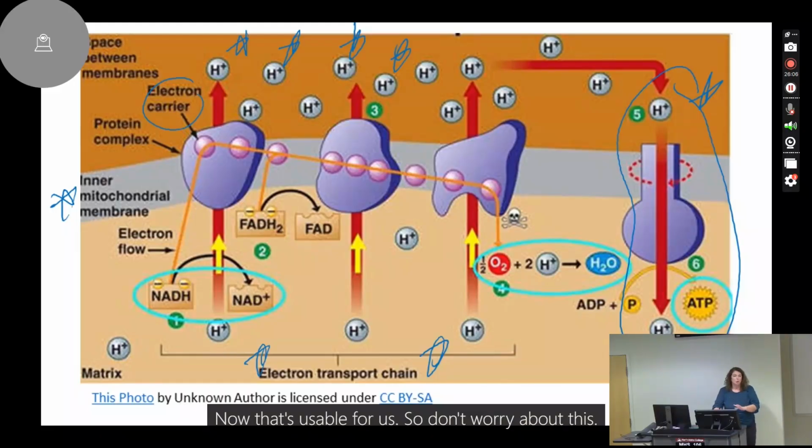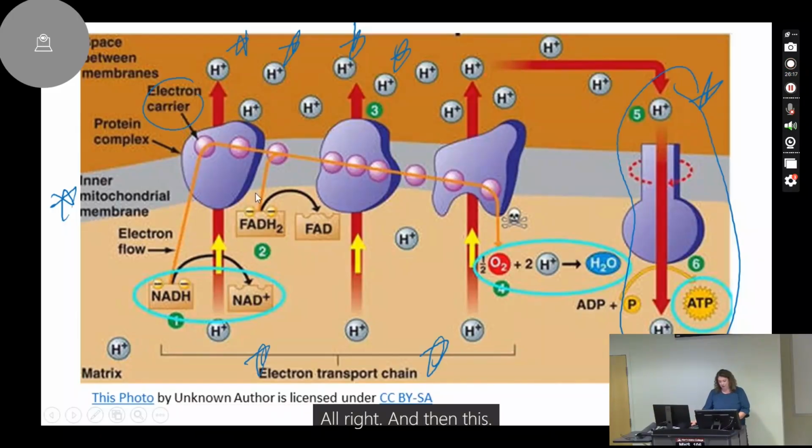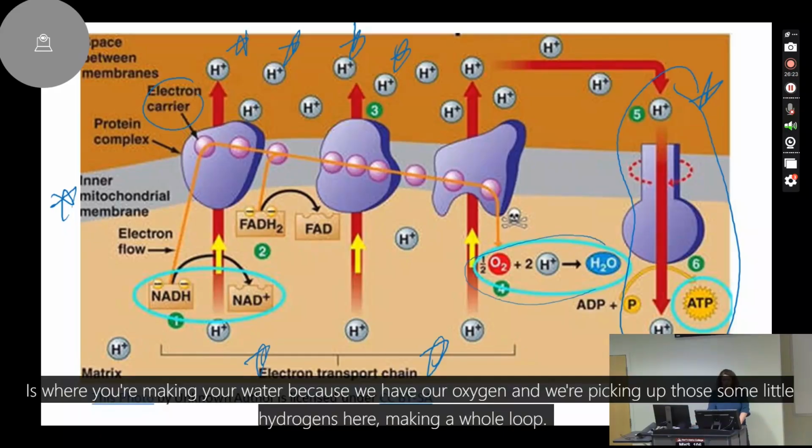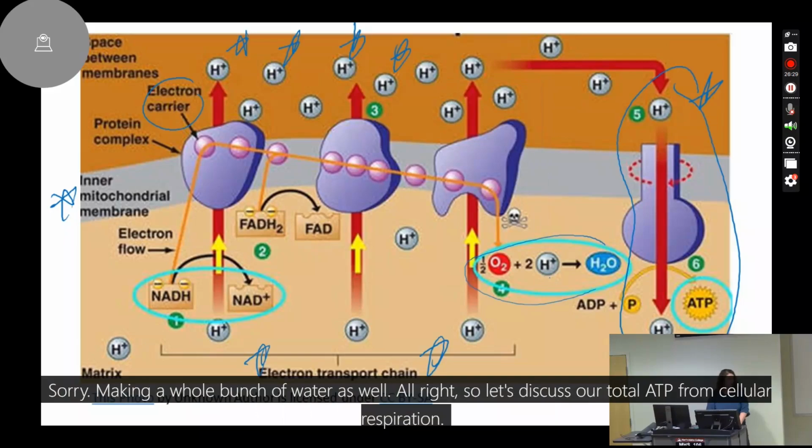So don't worry about this, but I just think of it as like a hydroelectric dam kind of a thing, and some people like to see all the little details and pictures of it. All right. And then this is where you're making your water, because we have our oxygen and we're picking up some little hydrogens here, making a whole bunch of water as well.